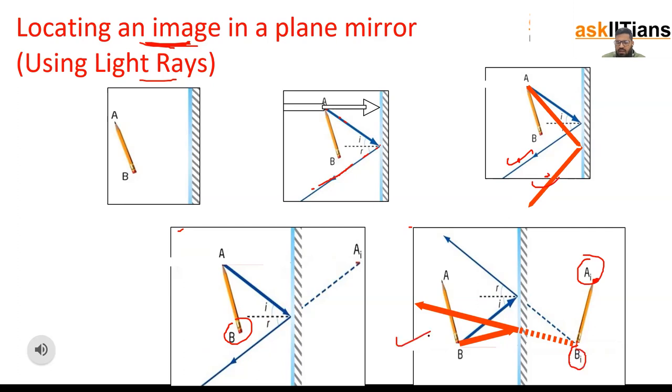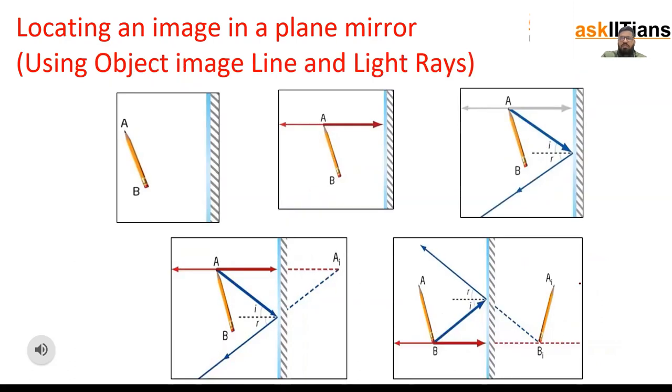This is seen in this diagram. From B, one ray has this reflection, and another ray is this one, which is also getting reflected. If you draw back both these lines, blue and red, they will appear to meet at point B1. So if you join A1 and B1, which are obtained by extending the reflected light backwards, you will get the image of the object. So that is the plane mirror image formation. Okay.